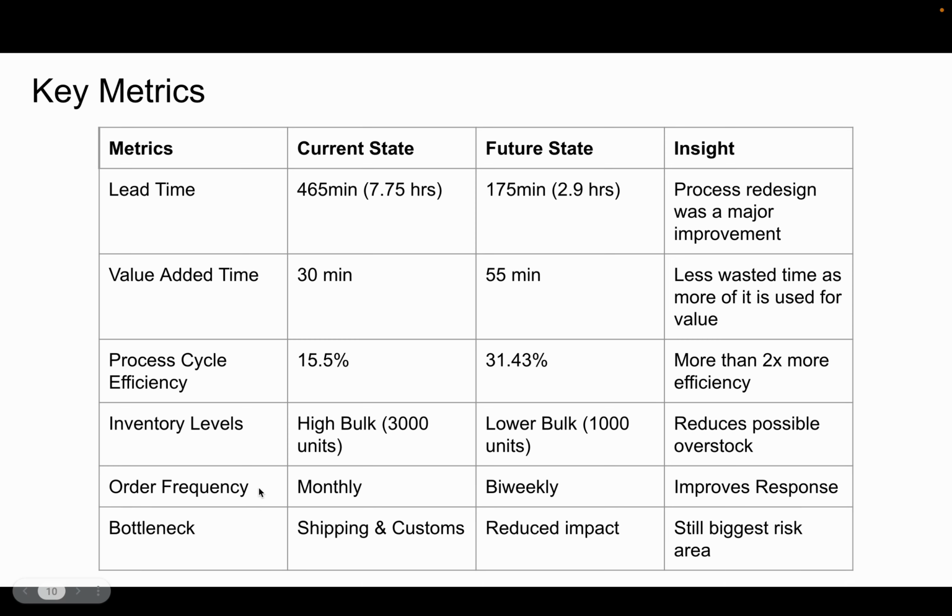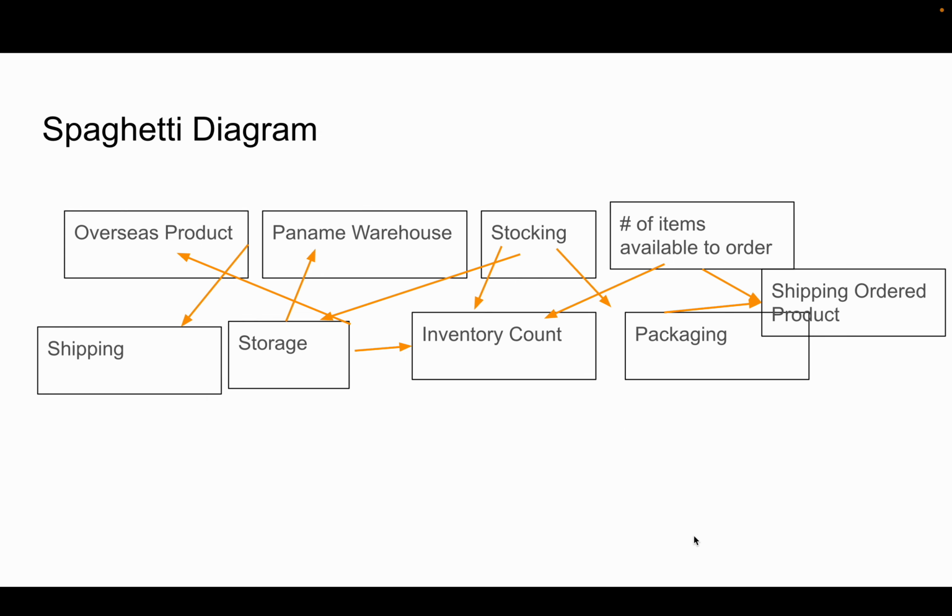Now, looking at bottlenecks, the biggest one is going to be shipping and customs. The future state would just be to reduce the time it takes at customs, but it's kind of hard to do that unless you streamline some process to get product through customs better. However, it is still the biggest risk area.